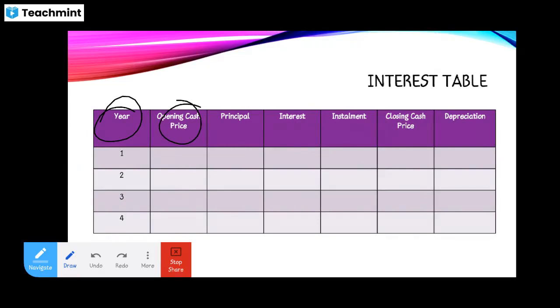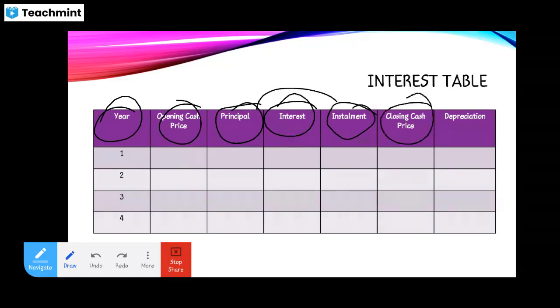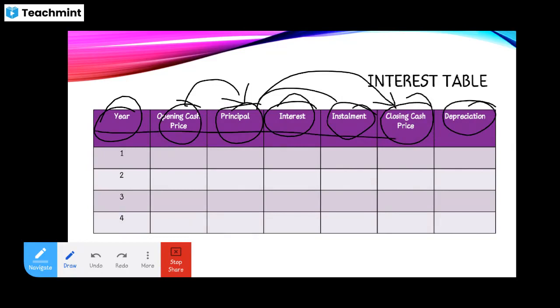Then we write the amount of principal. We know the amount of installment, and we find the difference between the two, that is interest. Then we show the closing cash price. Closing cash price is the opening cash price minus principal. And depreciation has nothing to do with all this. Depreciation is a totally separate column. We are just writing it here for our suitability.